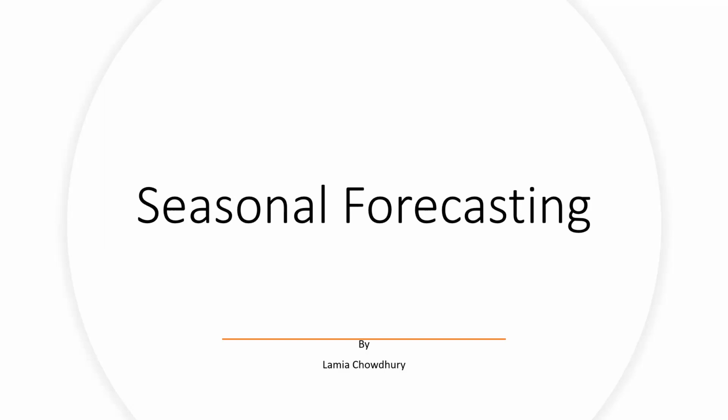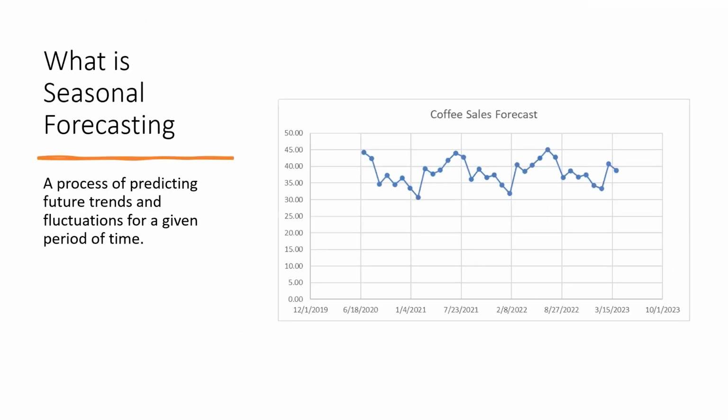So I'm going to talk about seasonal forecasting. What is seasonal forecasting? Seasonal forecasting is a process of predicting future trends and fluctuations for a given period of time. As you can see in this graph, we can see some uptrends and downtrends. As the graph says, it's a coffee sales forecast, so you can already understand that we are forecasting how coffee sales are going to look over a certain period of time.